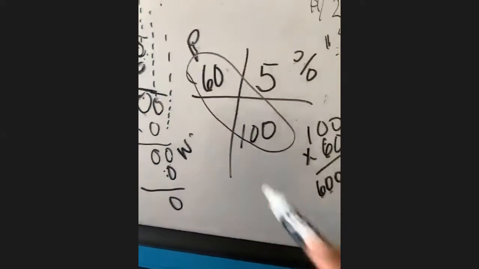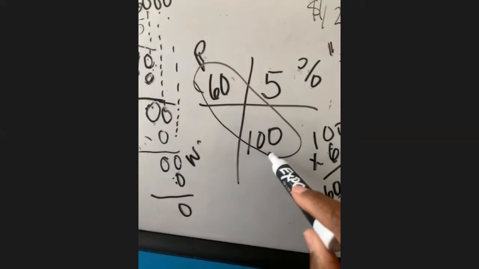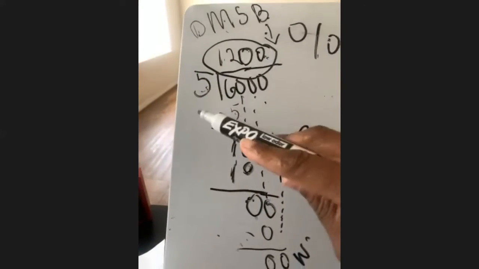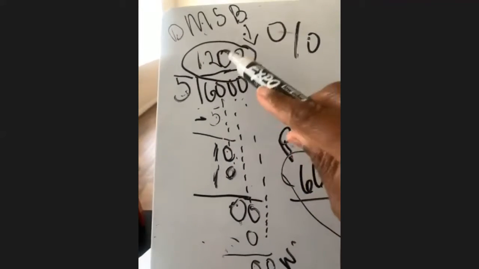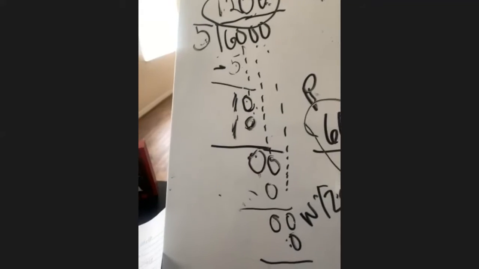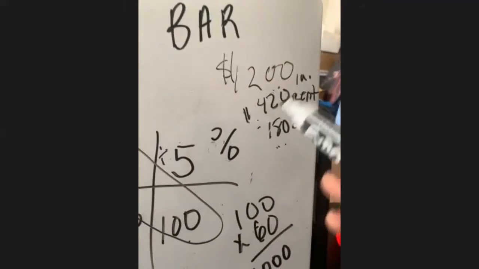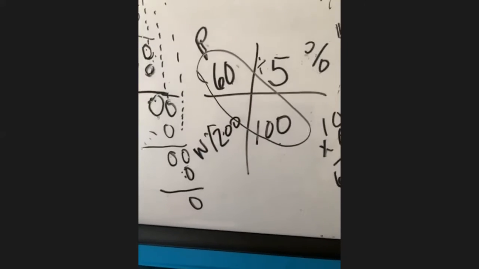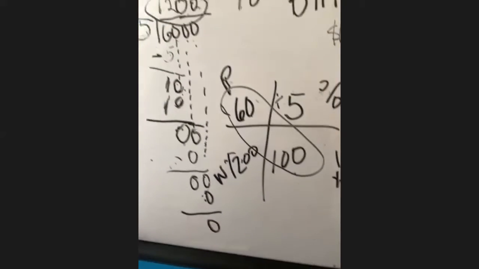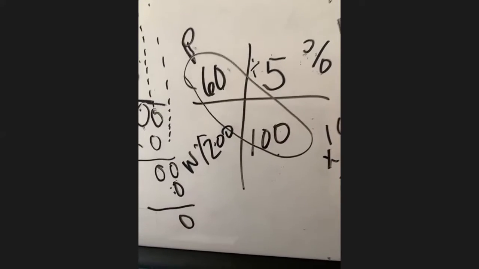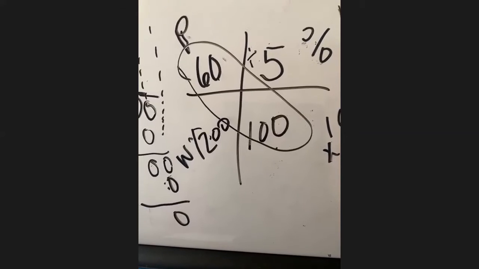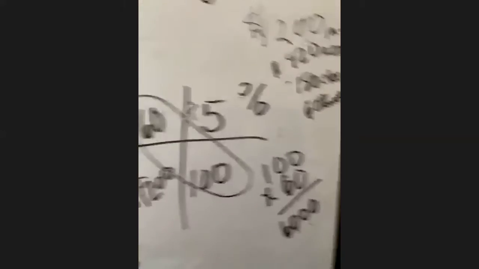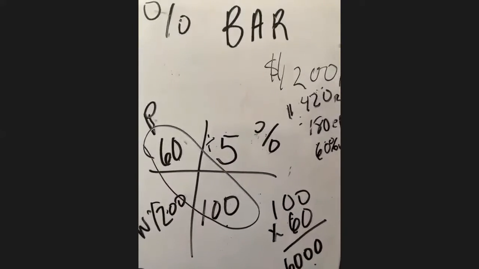So to use this bar, you would take 60 times 100, and then divide it by 5, which is what we did here. 5 goes into 6,000, 1,200 times, and we knew that because we started with 1,200. But I was just showing you how we worked it out. So what did we say? That the water bill is $60.